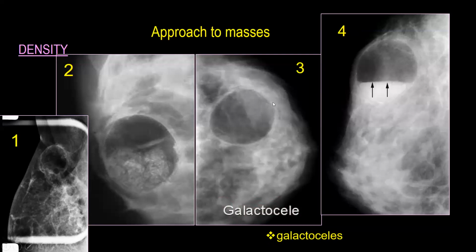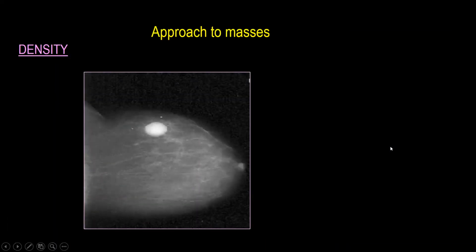This is characteristic. Look for the breast itself. Look at how dense the breast is. This appearance is a galactocele. And what is the density here? High density. Based on what?